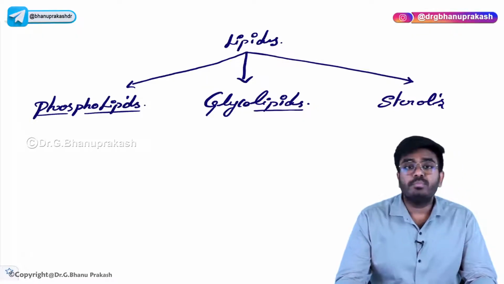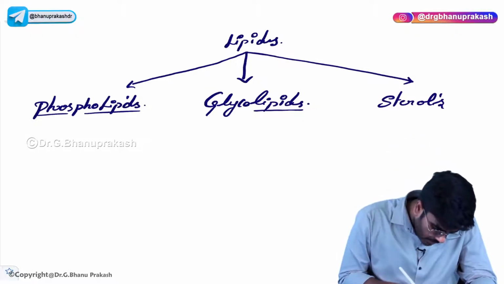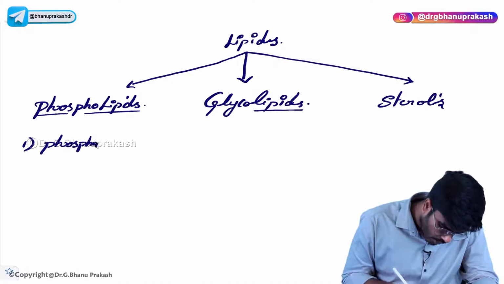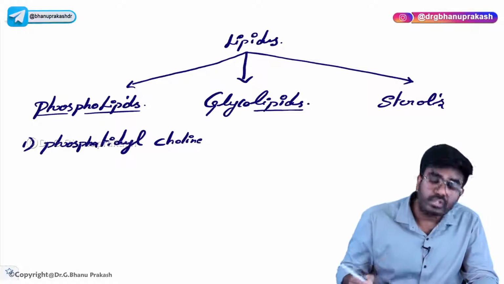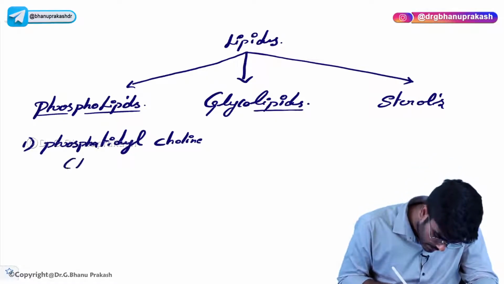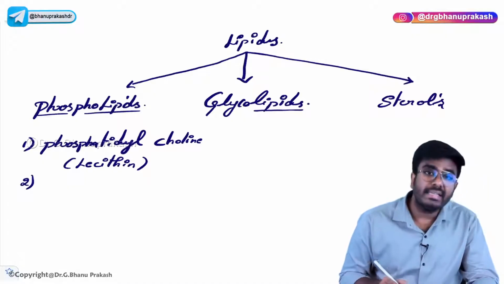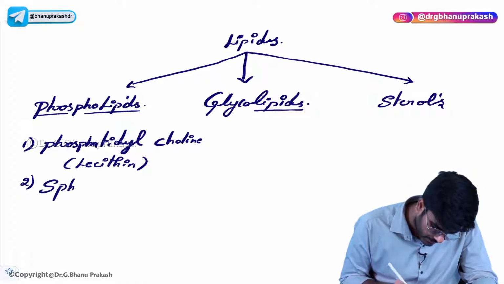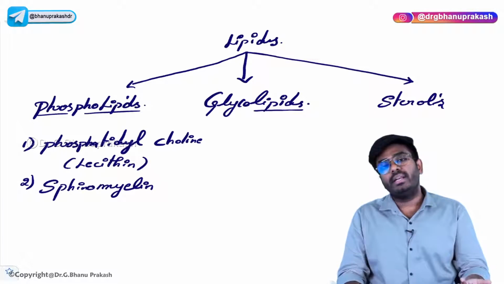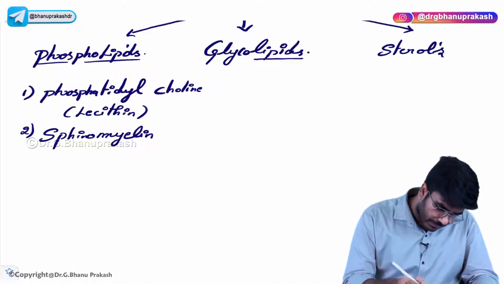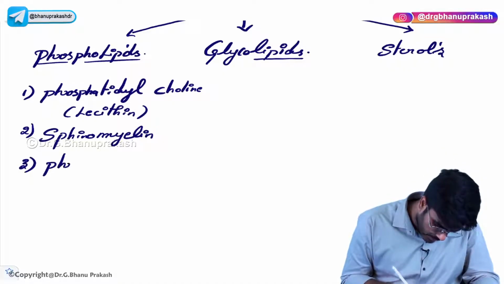Now, what are the different types of phospholipids which are present in the cell membrane? The first type of phospholipid, which is very important, is phosphatidylcholine, which is also known as lecithin. The second type of phospholipid is sphingomyelin. So phosphatidylcholine or lecithin. Second type is sphingomyelin, and the third type is phosphatidylserine.